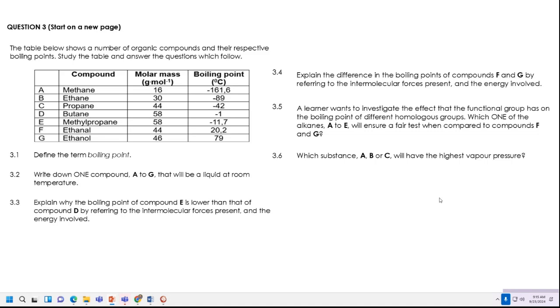The only correct answer is option C, and that is propane. That's the only one that will ensure a fair test. None of the others will do that.